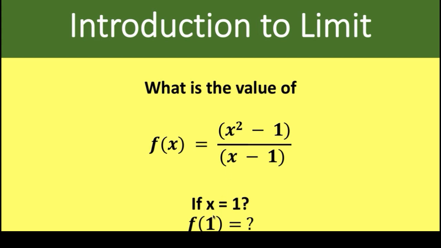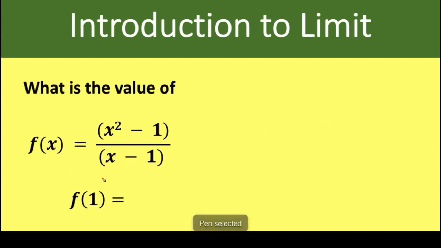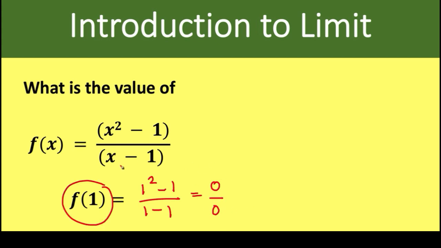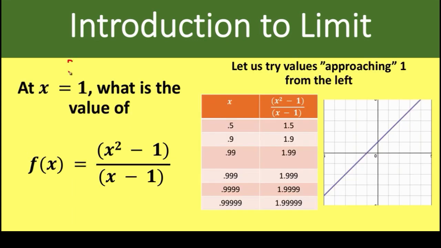So what we can do is just substitute directly the value of x to the function. So computing now for f of 1, we now have 1 squared minus 1 over 1 minus 1, which is 0 over 0, which is indeterminate. And division by 0 is also undefined. So we have a problem here. F of 1 is not defined. So we now say f of 1 is undefined.